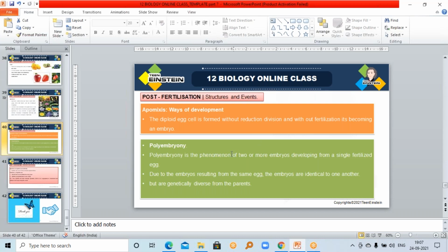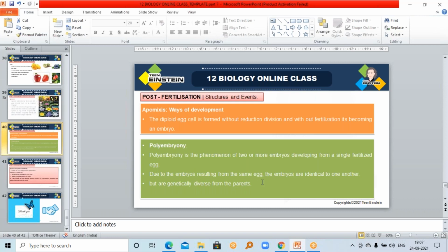Then polyembryony. Polyembryony is another condition. Poly means many. Polyembryony means two or more embryos will be there from a single fertilized egg. In a single fertilized egg, many embryos will form. Since they are from the same egg, they will be identical to one another. That condition of many embryos from a single fertilized egg is called polyembryony.